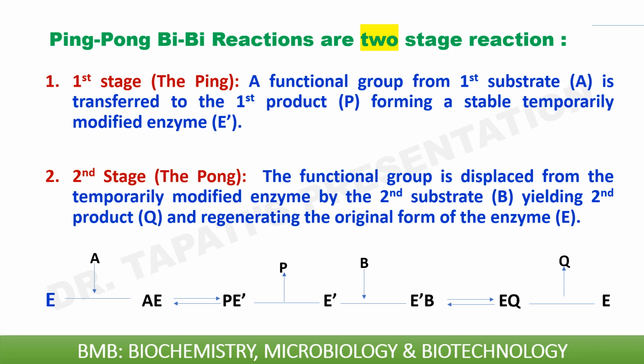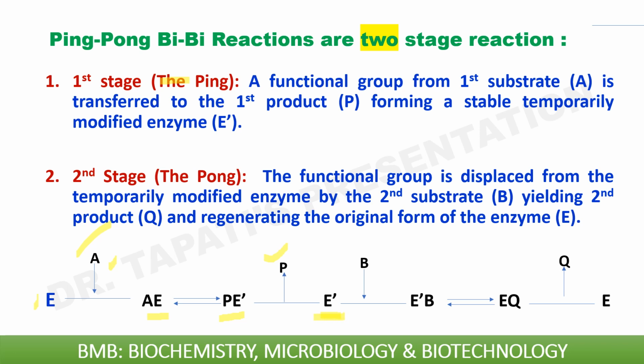Ping-Pong Bi-Bi reactions are two-stage reactions. First stage, that is ping. In that case a functional group from the first substrate A is transferred to the first product, forming a temporarily modified enzyme E prime. In that case you can see that E is bound to first substrate A, and AE binary complex is formed. After that PE prime, and from PE prime the P product is released first, and in that case some temporary modification will be there in the enzyme, and E prime enzyme is formed.